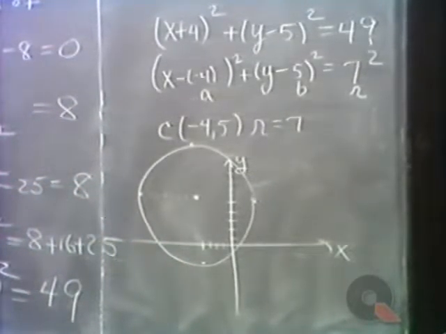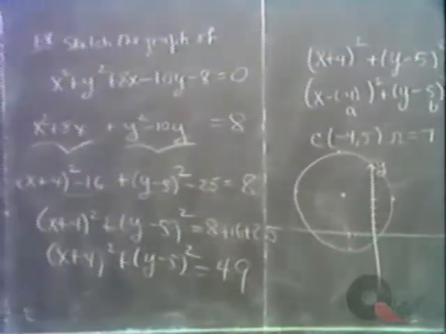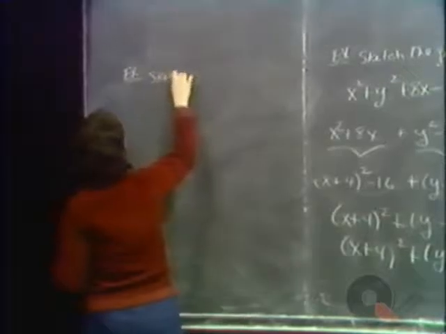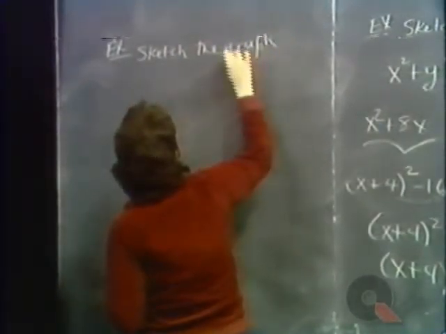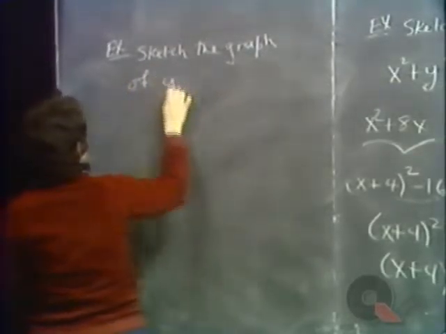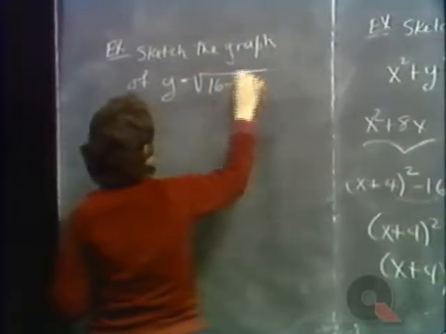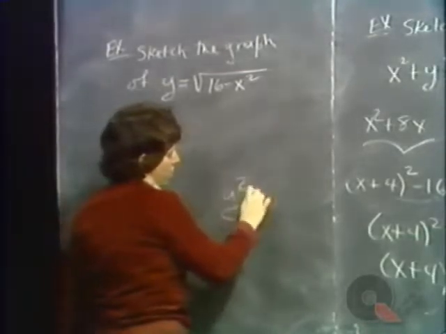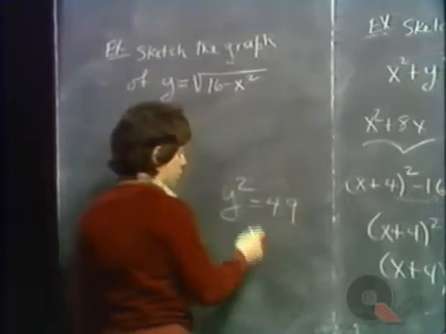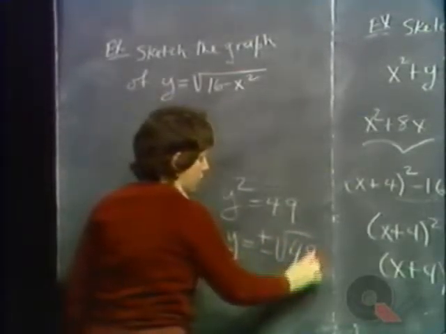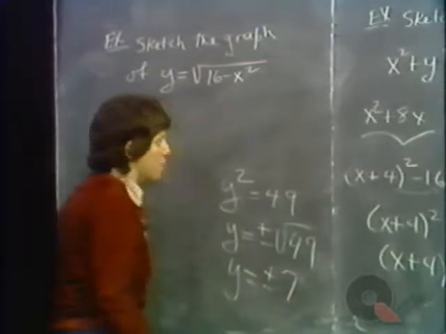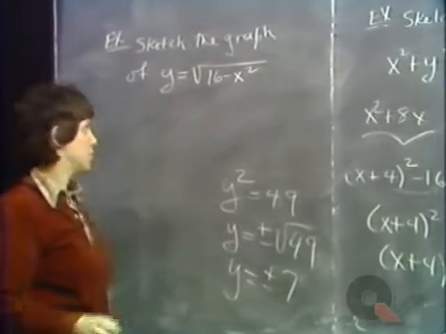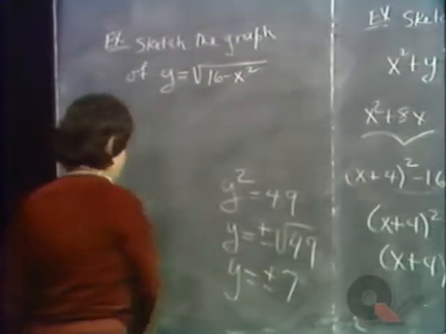Okay, I want to finish off with one other example on sketching a circle, or part of a circle. Look at this equation here. Sketch the graph of the equation y equals the square root of 16 minus x squared. First thing I want you to understand, when I say y equals the square root, I mean the positive square root. It's different. If somebody says to you y squared is equal to 49, you can say there are two roots to this equation. Y is equal to plus or minus the square root of 49. Y is equal to plus or minus 7. But if somebody just says the square root of something, that means the positive square root. It doesn't mean plus and minus. It means just the positive square root.